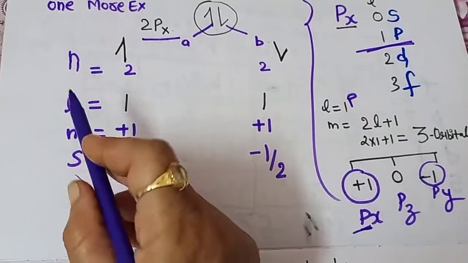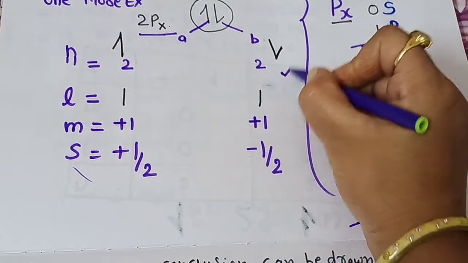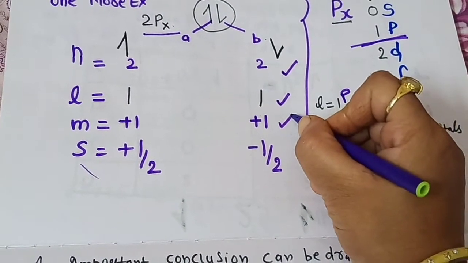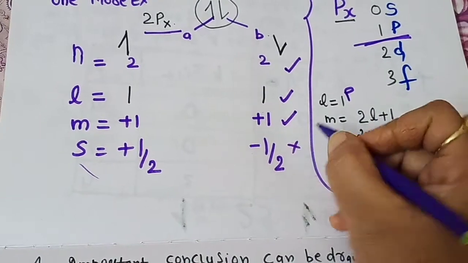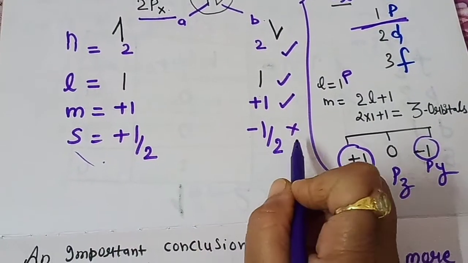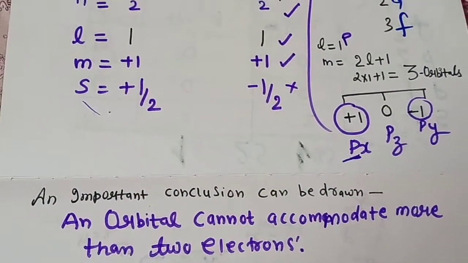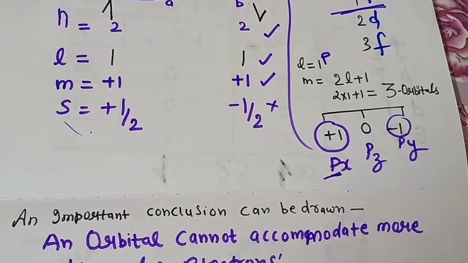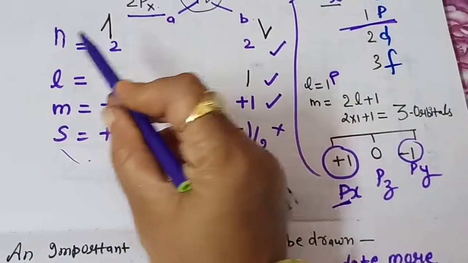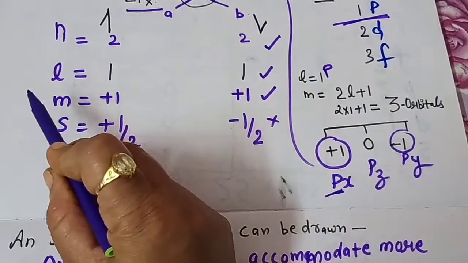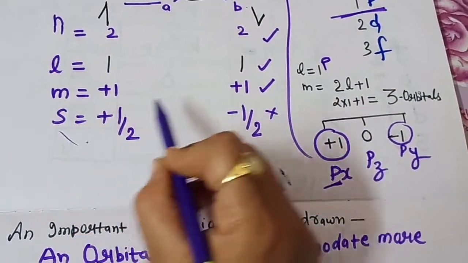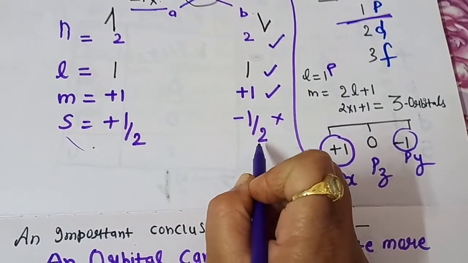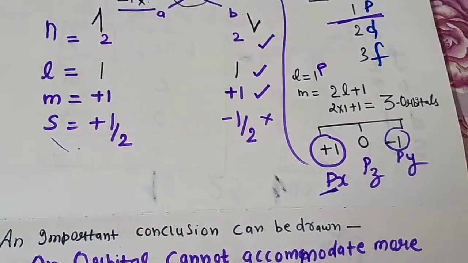So students, again we have seen that for both, n is equal to 2, L is equal to 1 and m is equal to plus 1, but s is different. So this quantum number is not the same. We can conclude that an orbital cannot accommodate more than 2 electrons, and if their principal, azimuthal and magnetic quantum numbers are the same, the spin quantum number will definitely be different from each other.